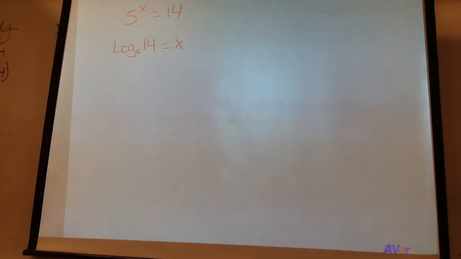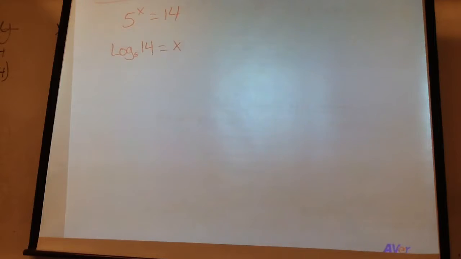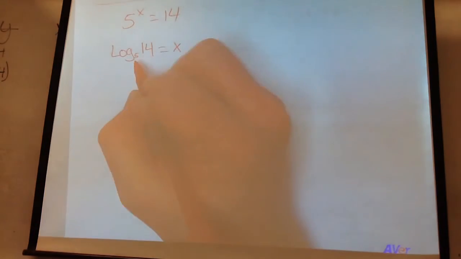So someone type in the log of 5. Your calculator won't do that. It only does log base 10. What does that mean? The base is this little number right here.